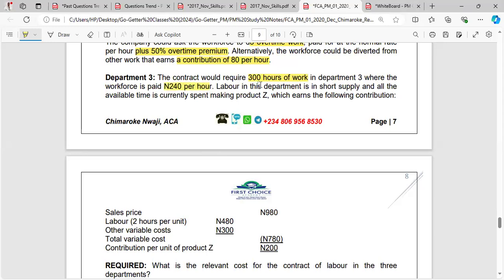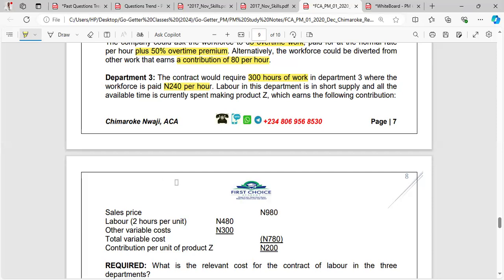Now they said labor in this department is in short supply. So we need people who would come and do this job for us. They are in short supply, so we'll need to employ them. And the available time is spent making product Z, which earns the following contribution.